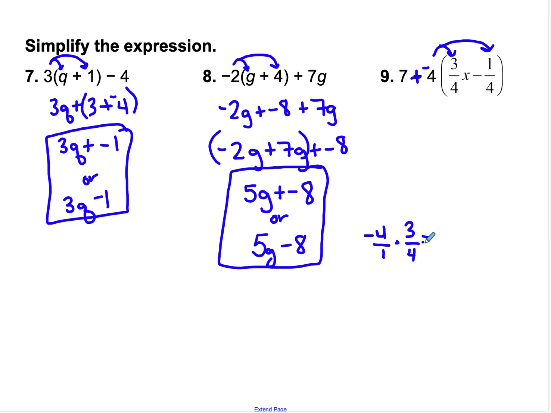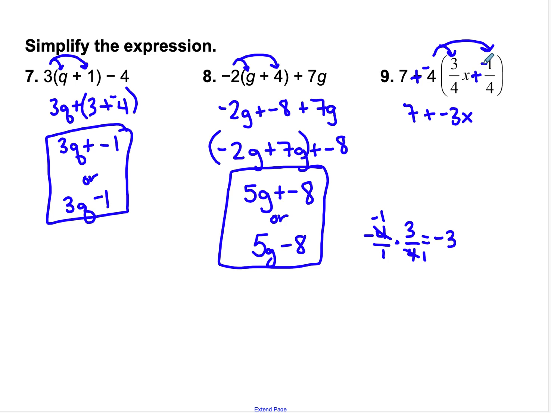I do like to cross cancel, which I haven't shown you today. So I'm going to go ahead and cross cancel. -4 divided by 4 is -1. 4 divided by 4 is 1. -1 times 3 is -3. So when I come back up here, I'm going to write 7 plus -3x. I don't want to forget about that x.